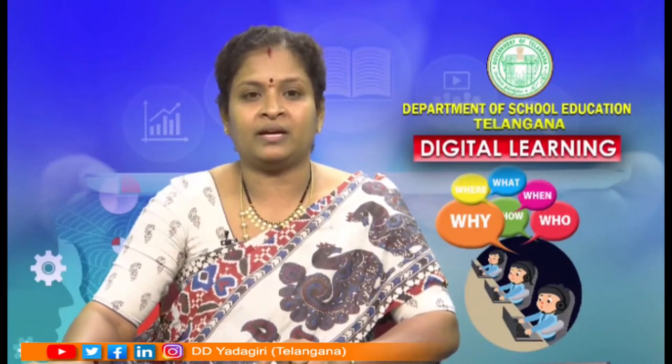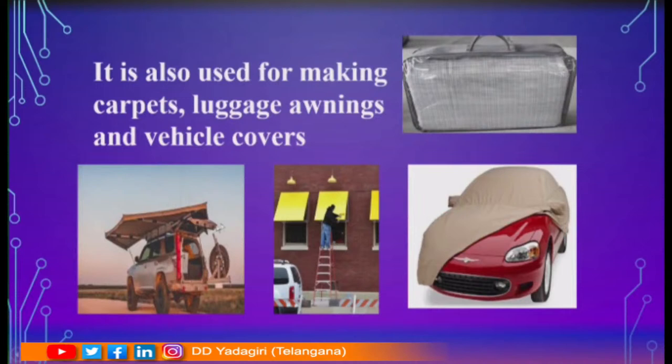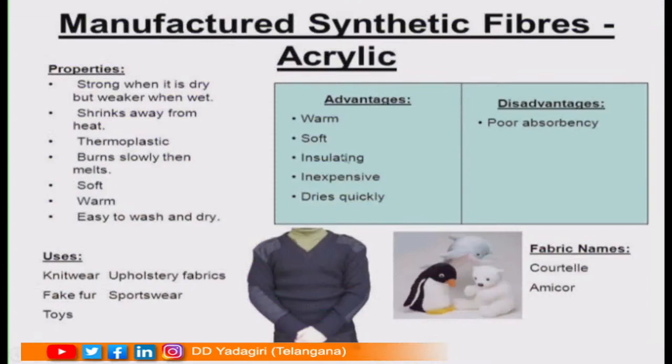It is made up of acrylic. Now you can see vehicle covers here and here, and even the ventilator covers also. These are all made up of acrylic. Because acrylic is strong, it also covers the shades from cold and rain. Now let us see the properties of acrylic. It is strong when it is dry, but weaker when it is wet. Shrinks away from heat. It is a thermoplastic.